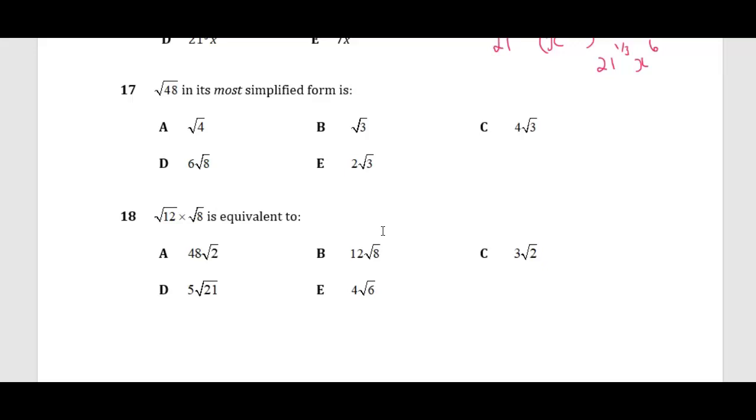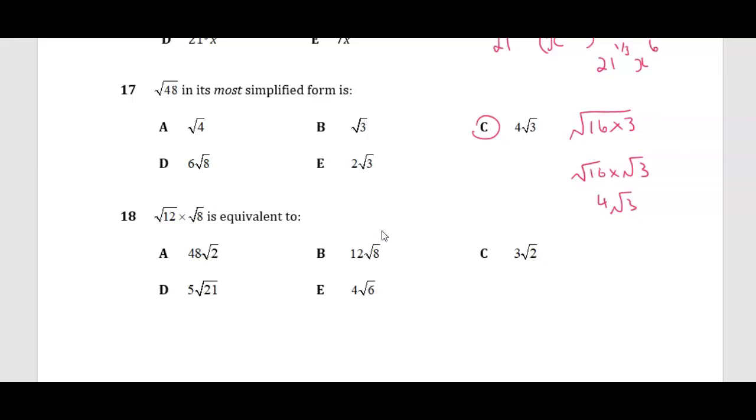All right, question 17, the square root of 48. So we need to look for the highest square number. So that is 16 times 3. Just want to double check that. 16, yeah, cool. And then square root of 16 times the square root of 3. Square root of 16 is 4, so we've got 4√3.